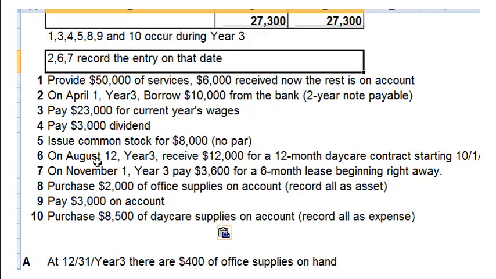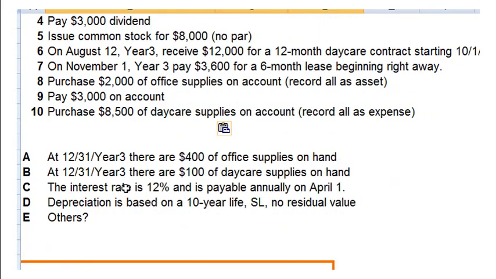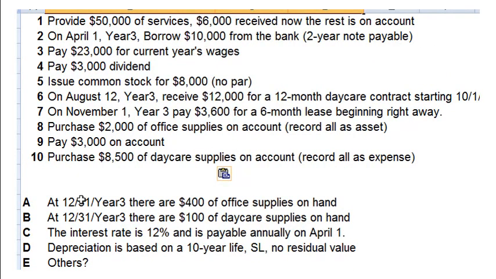There's also a few where I want us to pretend instead that we're actually recording the entry on the date given here. So we'll record entry number 2 as if it is April 1st. We'll record entry 6 as if it is August 12th, and entry 7 as if it is November 1st. So after recording our transactions, we'll come up with our unadjusted balances in all of these accounts, and that'll be easy to do because we're just doing it in a spreadsheet approach. And then we'll go in and think about what we need to do for adjusting entries given the style in which we recorded these transactions.